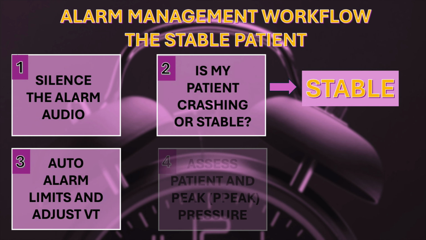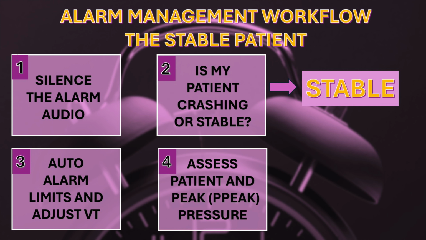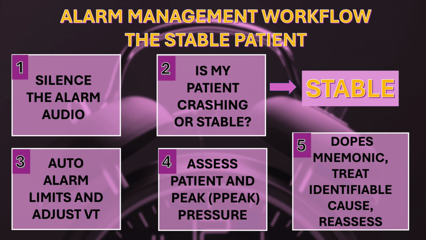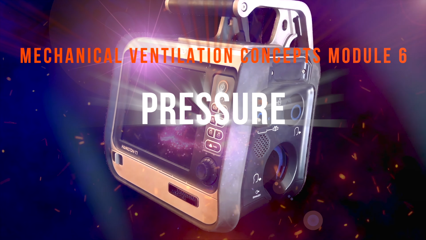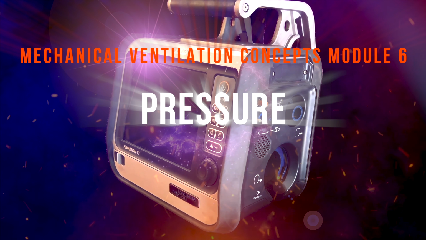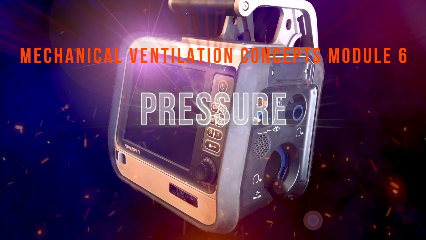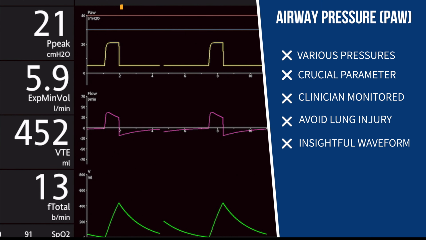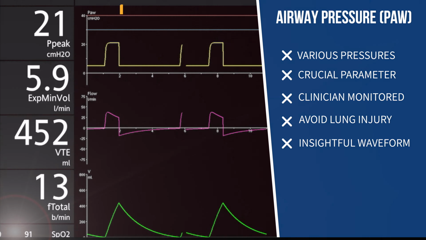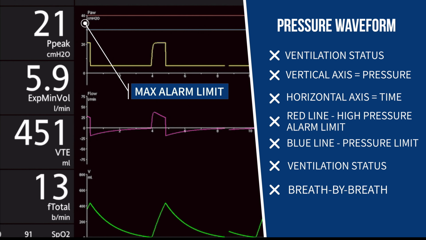The 4th step in the workflow for the stable patient is continuous surveillance of peak pressures, followed by step 5, applying the DOPES mnemonic to work through the causes of inappropriately high or low peak pressures. Module 6 of Mechanical Ventilation Basics examines in detail the concept of pressure. Please reference Module 6 if you need a pressure refresher.